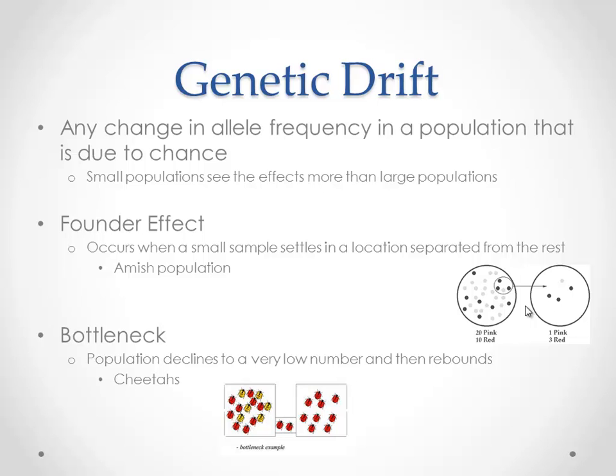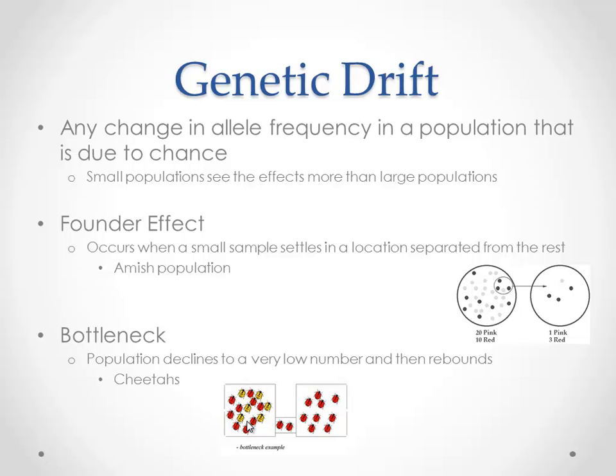They've been bottlenecked. We can see this with our beetles down there in the picture. We have red and yellow. For whatever reason, if the yellows were killed off, the population got very, very small from a predator or from a natural disaster or whatever, so that only a couple of them survived, and now the new population that is there looks different than the original population. So that is genetic drift.